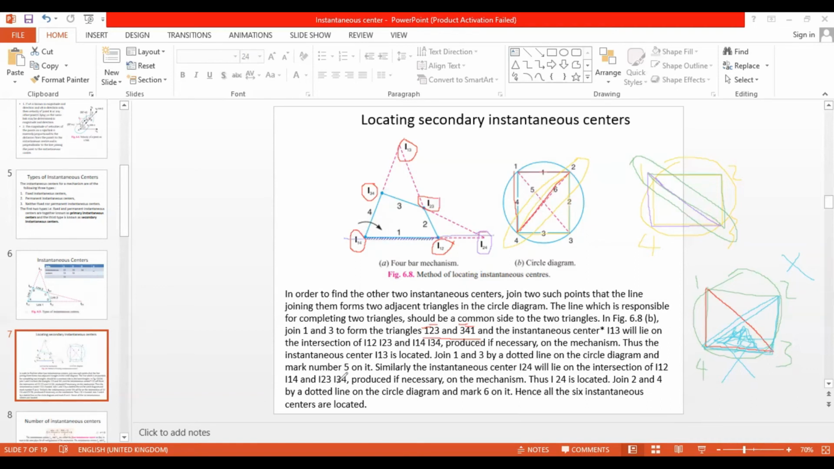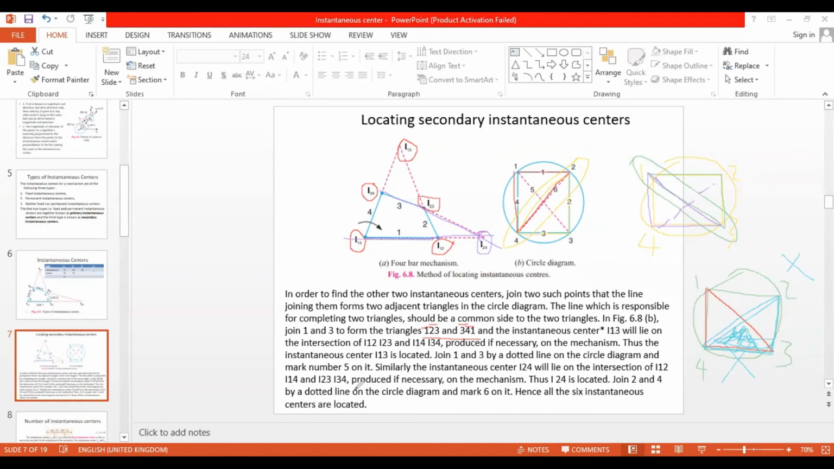And I23, I34, right? I am going to produce this line also, okay? And they are going to meet at a point. Produce if necessary. Anyhow, it is going to be necessary on the mechanism. Thus, I24 is located at the intersection of these two lines. Join 2 and 4 by a dotted line on the circle diagram and mark 6 on it.